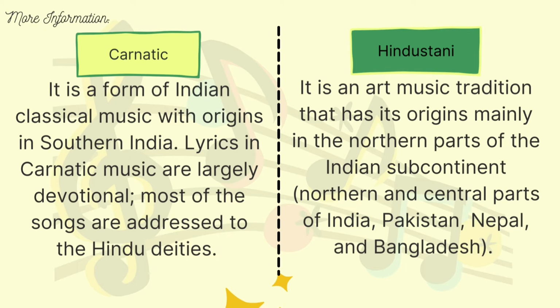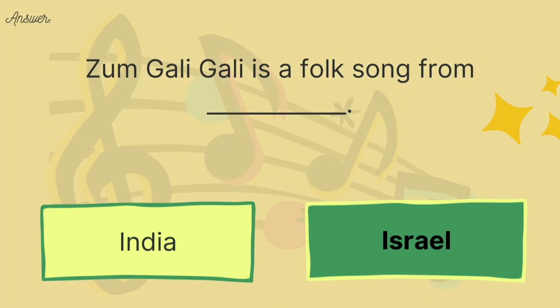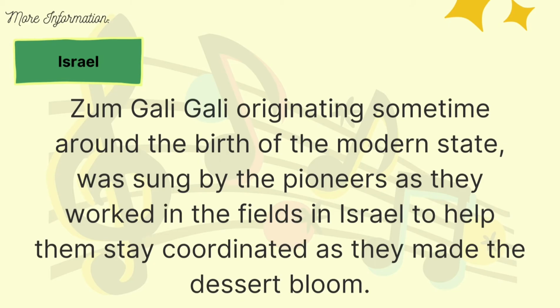Now let's move on to the second question. Zum Gali Gali is a folk song from India or Israel? Let's see if your answer is correct. Very good if you answered Israel. Zum Gali Gali is a folk song from Israel originating sometime around the birth of the modern state and was sung by the pioneers as they worked in the fields in Israel to help them stay coordinated as they made the desert bloom. Okay, next.